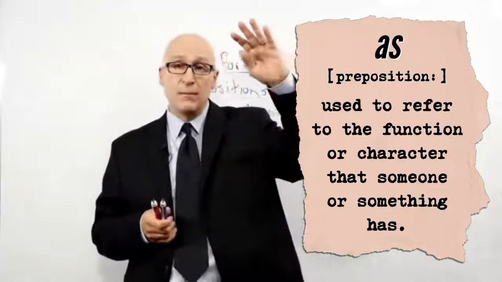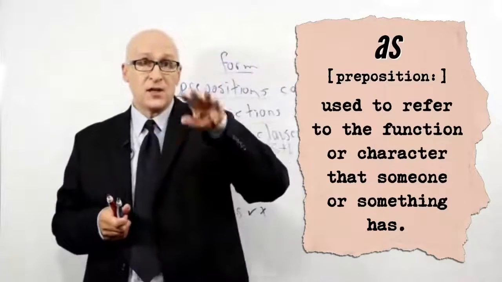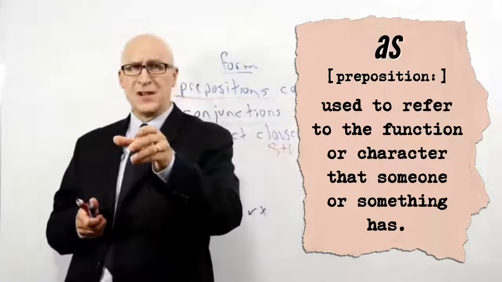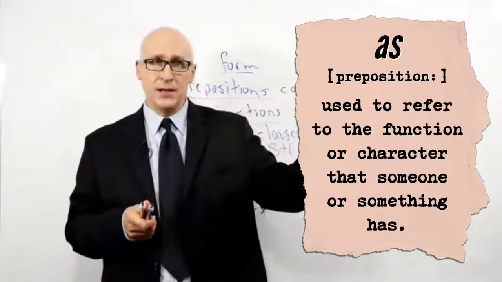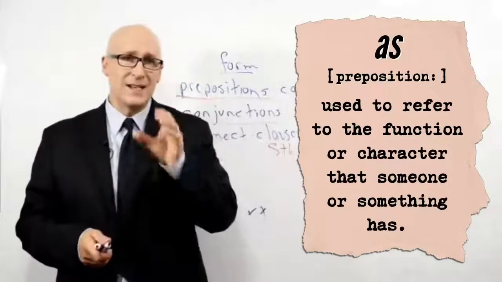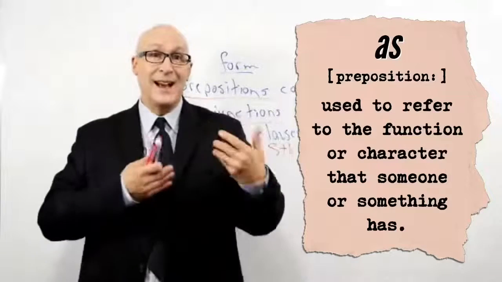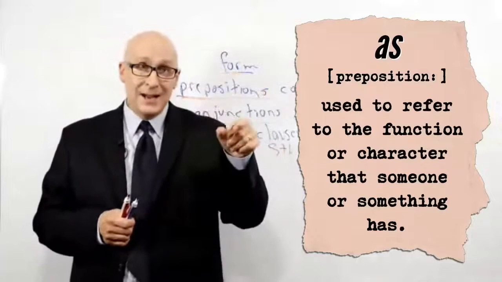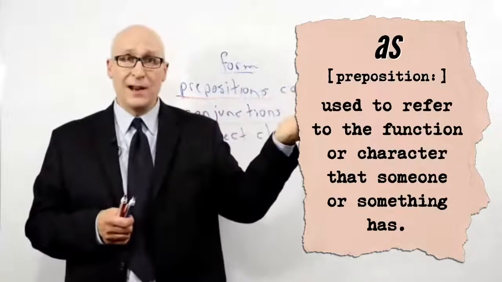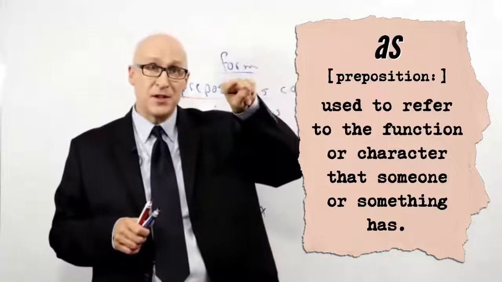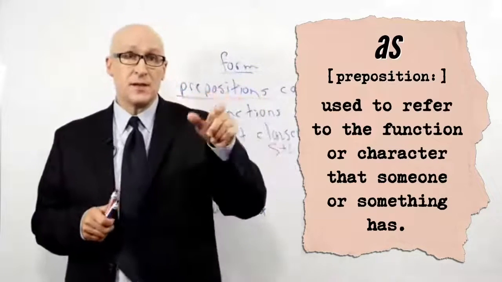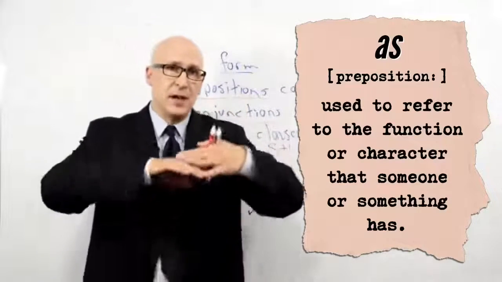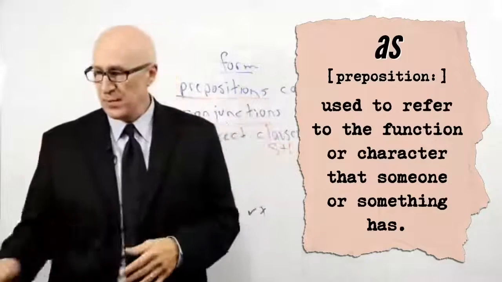You might see in a movie advertisement, a movie star stars as a character because the character is their function. Tom Cruise stars as Ethan Hunt, the character in Mission Impossible. He stars as. Paul works as a teacher. And you'll notice Paul works as a teacher. As is coming before the noun teacher. Then it's functioning as a preposition. Tom Cruise stars as Ethan Hunt. Ethan Hunt is a noun. As is working as a preposition. That's the only time as works as a preposition.